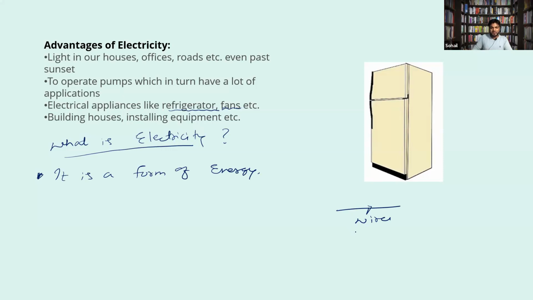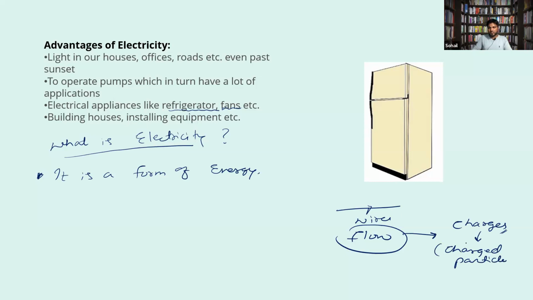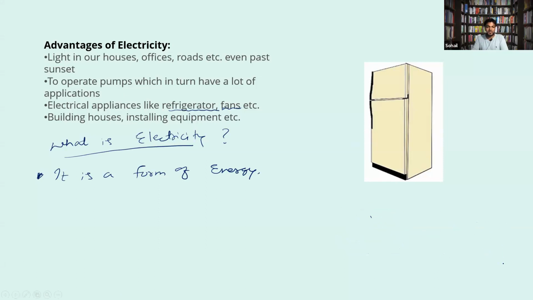So when I say this flow of electricity, this flow basically refers to the flow of charges, right? Charges means charged particles. We're talking about charged particles here. Hold on for a minute. So the electricity that is reaching our houses basically comprises the flow of some particles.